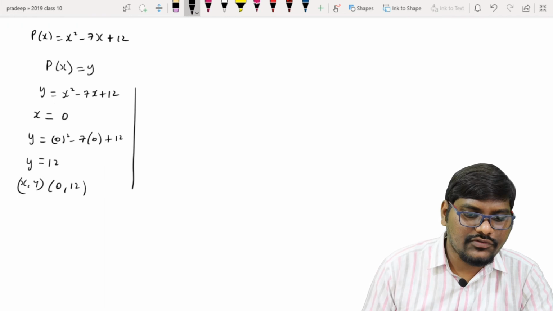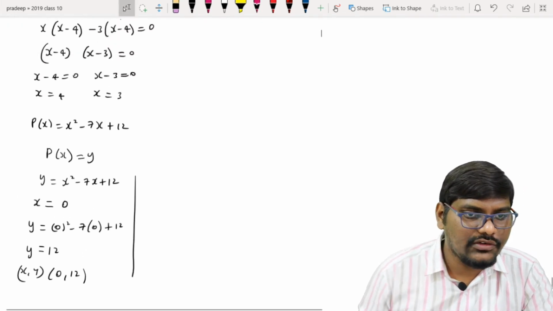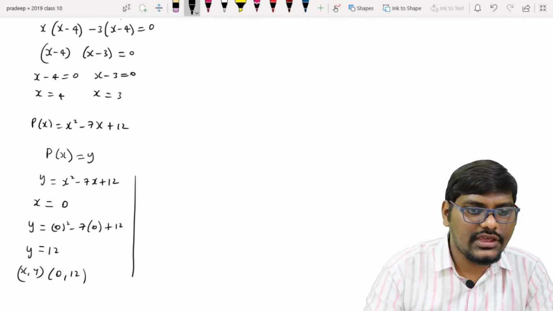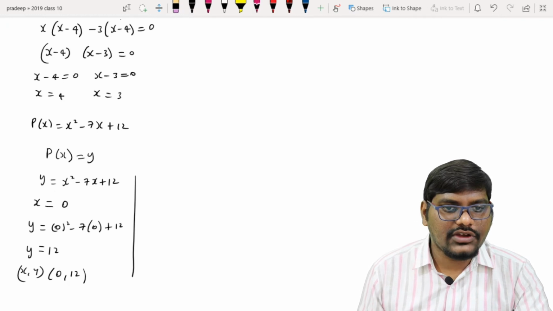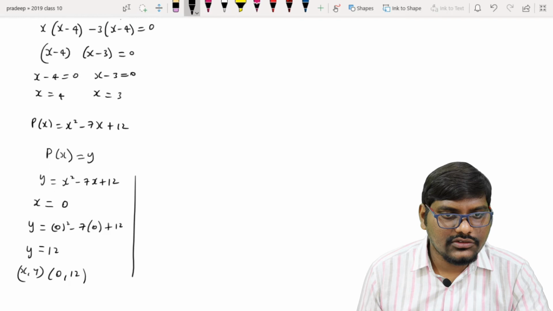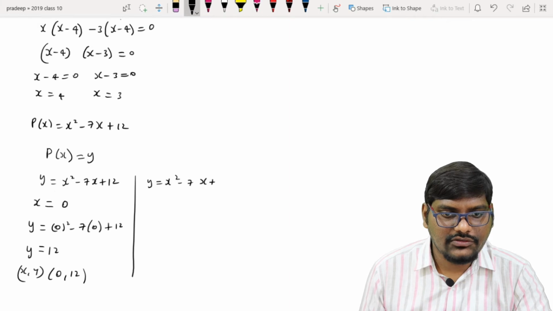One thing we should not forget is that in the above solving, we got x equal to 4 and x equal to 3. So we will take these particular roots, 4 and 3. Okay, so now I will be going for, suppose, let me take the same equation, that is y equal to x square minus 7x plus 12.